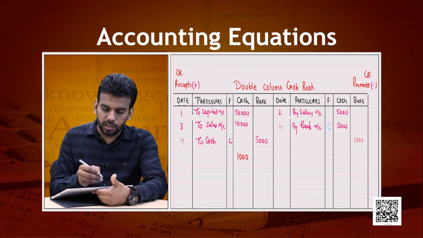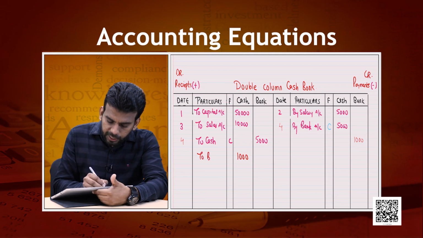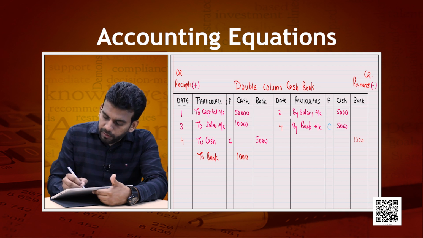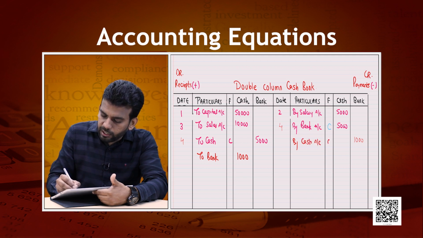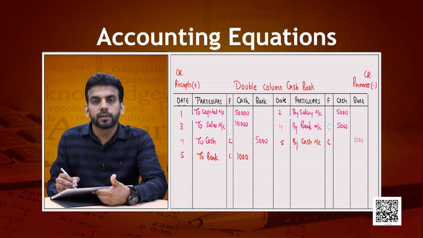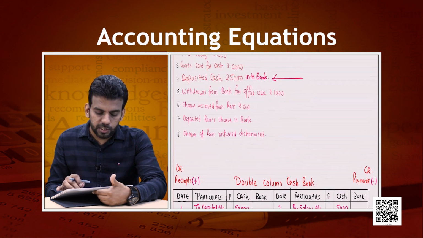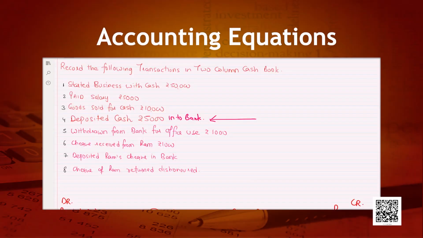Right? Now, the particulars. When I have written something in the cash column, I would write to bank. And when the payment column of bank is touched, I would record by cash. And this is again a contra entry. And that was the fifth one. This is how we make contra entries. Clear, students? Let's move to the sixth transaction.